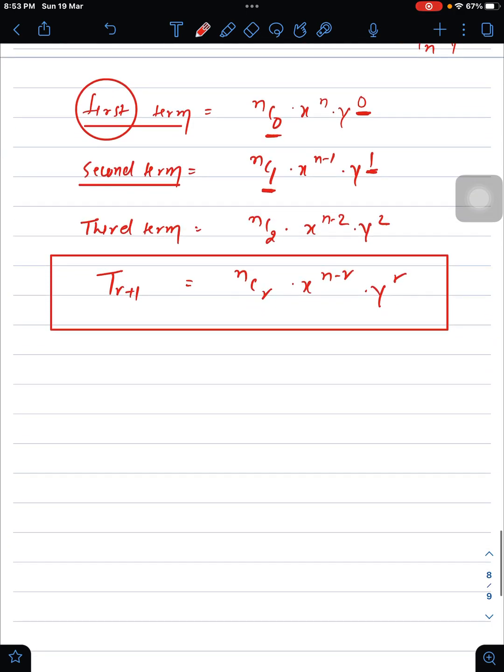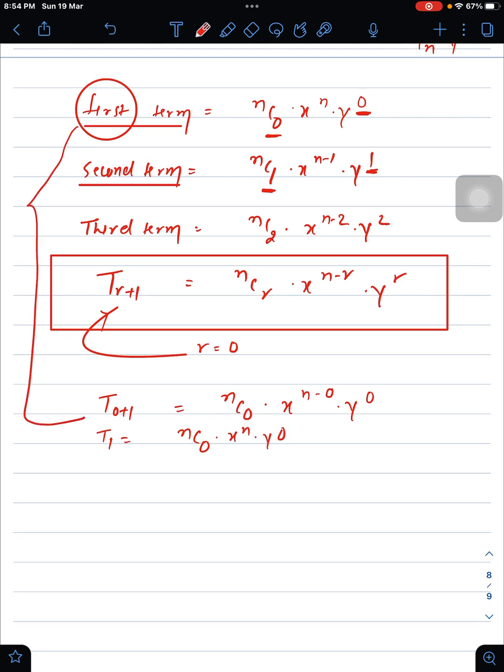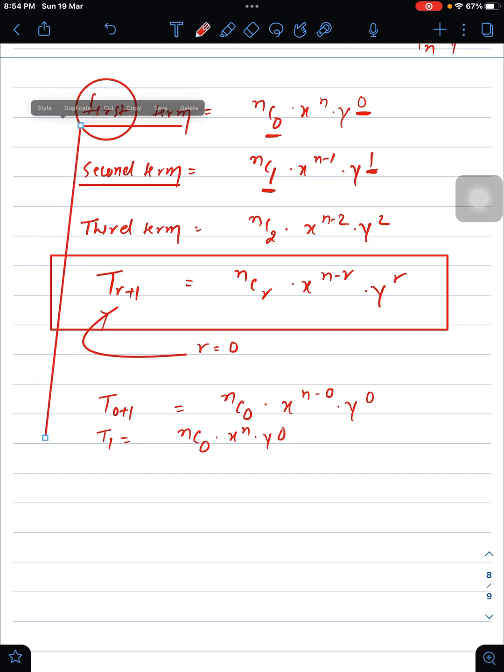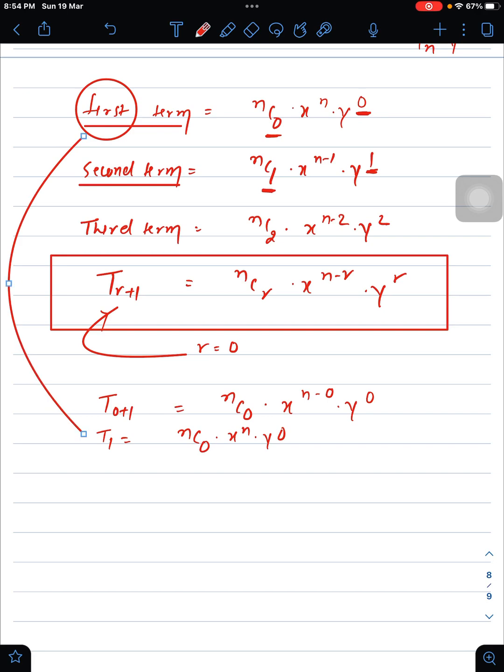Let me explain you. Suppose beta, I have written r is equal to 0. If I am putting r equal to 0 here, what is the value I will get? Look, 0 plus 1, I will write nC0 x to the power n minus 0 y to the power 0. So beta, what is the first term? nC0 x to the power n y to the power 0. Just match it. Is it similar?